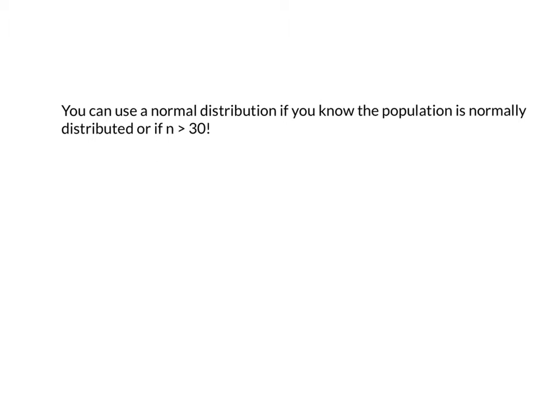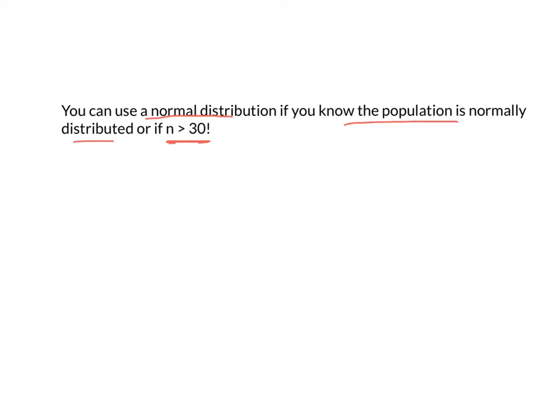All right, guys, just a real quick review on the central limit theorem. Make sure you have it really good. First of all, what it basically says is you can use the normal distribution to find probabilities if you know one of two things: if you know the population is normally distributed already, or if your sample size is bigger than 30, n meaning sample size.